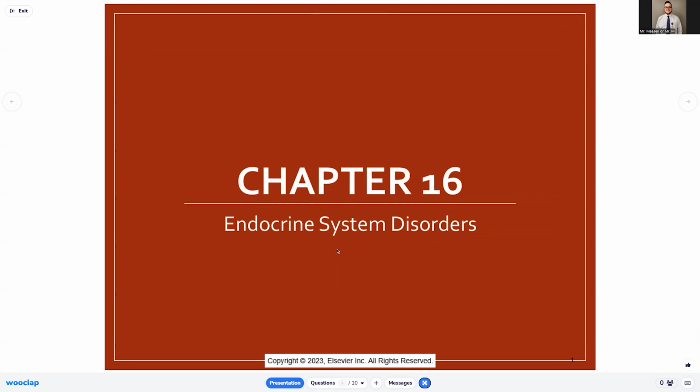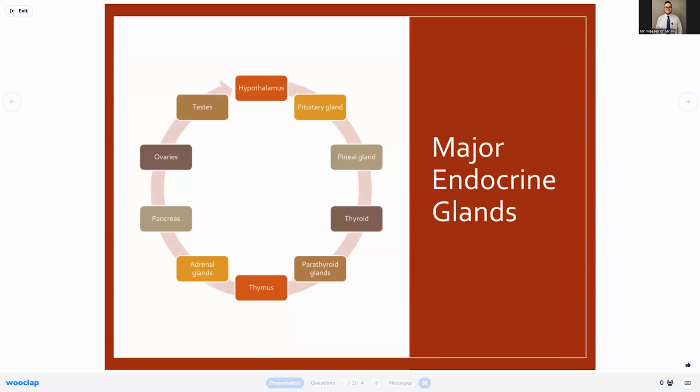Obviously, the final is cumulative and it's going to pull from all chapters, but there's probably a good, decent 20 or so questions that are just dedicated between these two chapters, especially a heavy focus on endocrine and diabetes. So look for the study guide for this and use that as your reference guide. But chapter 16, let's talk about the endocrine system.